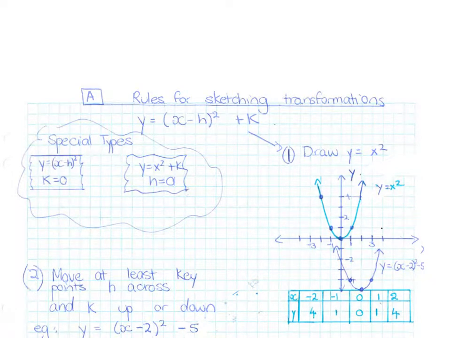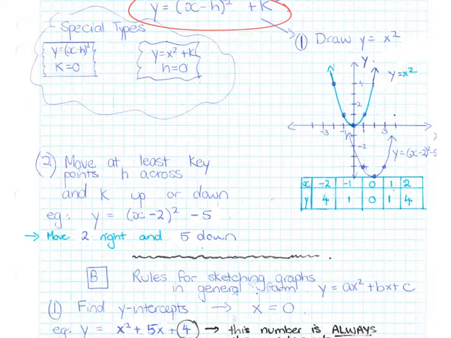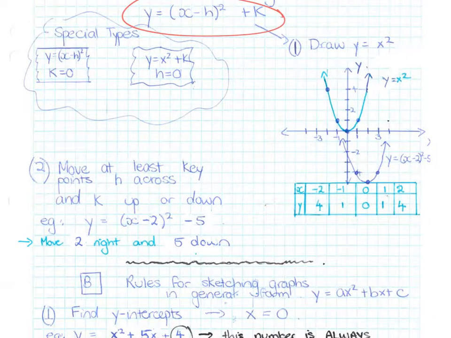Alright, let's talk about how we can sketch graphs that look like that. What are the H and K? They just represent numbers. So let's talk about a specific example. We want to draw the graph down here: y equals (x take 2) all squared take 5. That's the graph we want to draw, and I'm going to teach you how you do that.